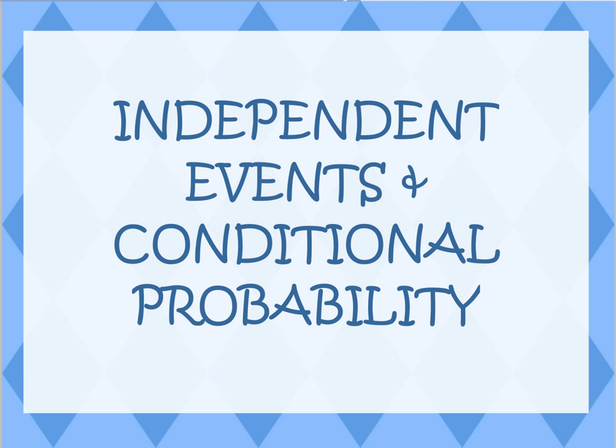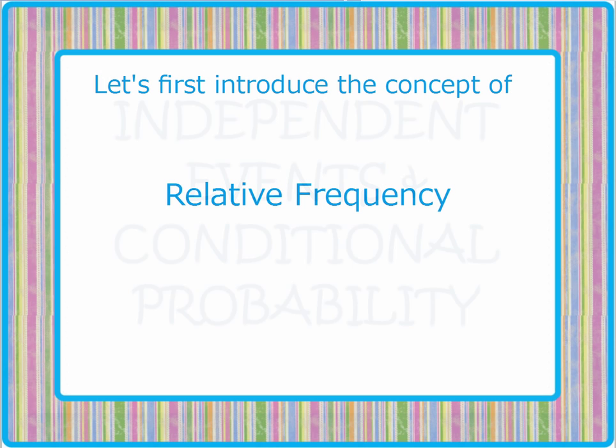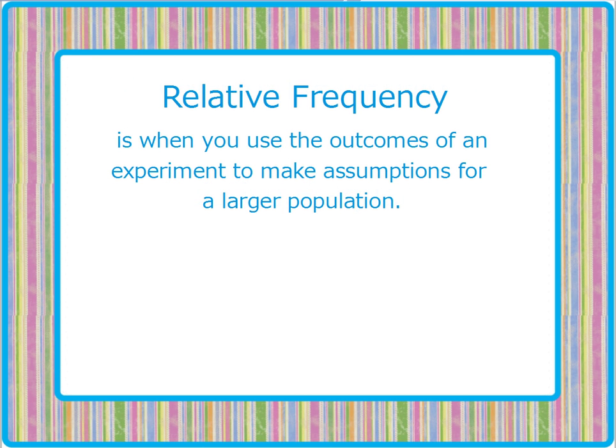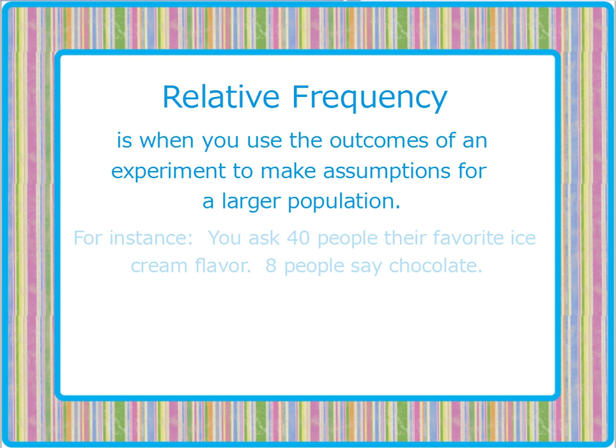Today we're going to talk about independent events and conditional probability. First, let's introduce the concept of relative frequency. Relative frequency is when you use the outcomes of a smaller experiment to make assumptions for a larger population. Pause the video so you can write down the definition.